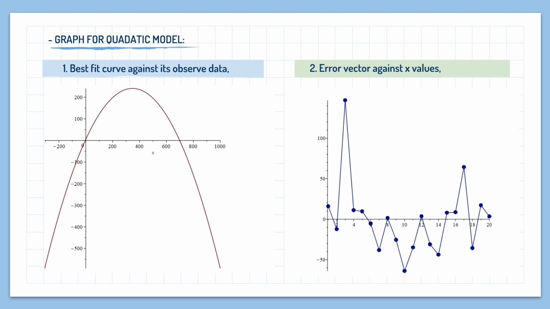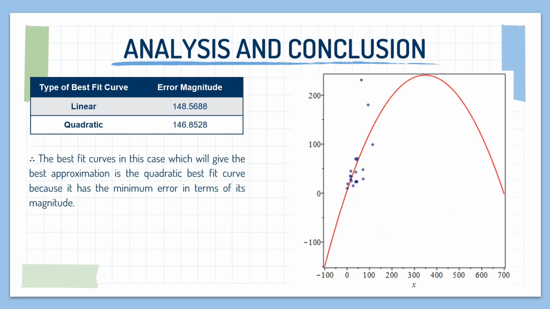against the x values. So, as the conclusion, the reason for the error stopping at a certain degree in those two models is due to the random error, which is the precision limitation of the measurement device. So, the best fit curve in this case, which will give the best approximation, is the quadratic best fit curve because it has the minimum error in terms of its magnitude compared to linear best fit line curve.